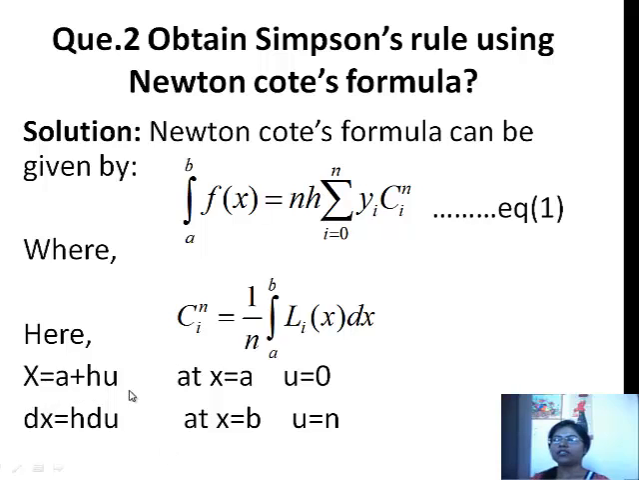Now if we change the value of x here, which is substituted as a plus hu, and at the limit x equals a, we find that u equals 0. Similarly, if we differentiate x equals a plus hu with respect to u, we see that dx equals h du, and at x equals b, which is our second limit, u equals n.